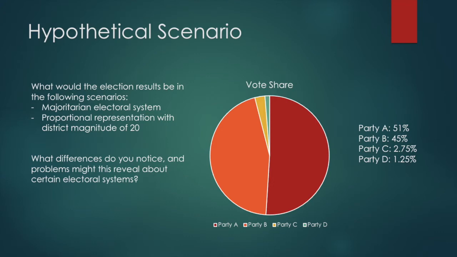What differences do you notice? And based on the differences, what might this say about the disadvantages and advantages of these electoral systems? Because I haven't taught the official methods to calculate proportional representation, just take a calculated guess.